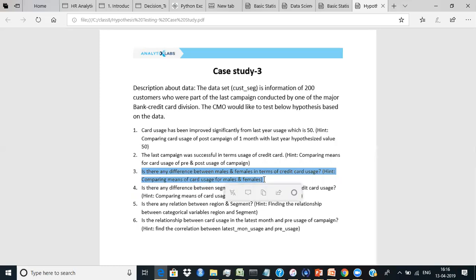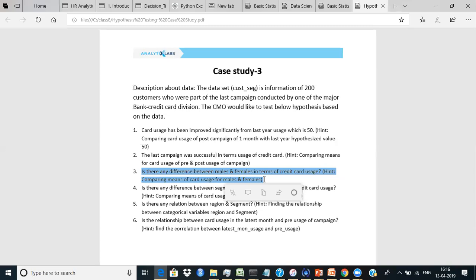What is the third one? The third one is asking whether there is a difference between male and female in terms of their credit card usage. Now, can we do a paired sample here? You understand there are two samples, male and female. Can we do a paired sample? No, because it cannot happen that a person is both male and female. So the male sample is totally different from the female sample.